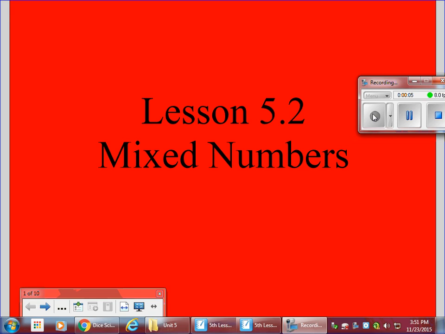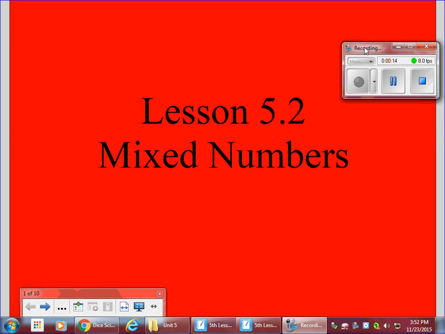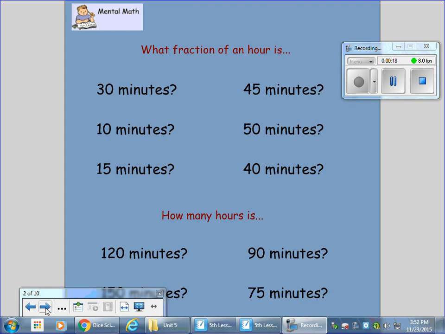We're going to be working with some mixed numbers with our fractions now. So we're not just finding parts of a whole. Now we are taking a whole number and adding it to a fraction. So let's take a look at some of these examples here. First off, we're going to do some mental math, okay?